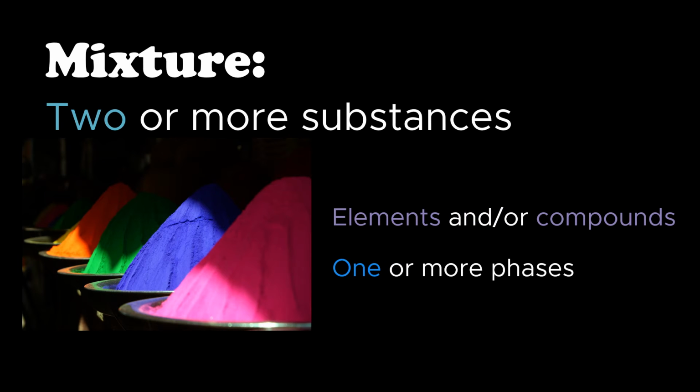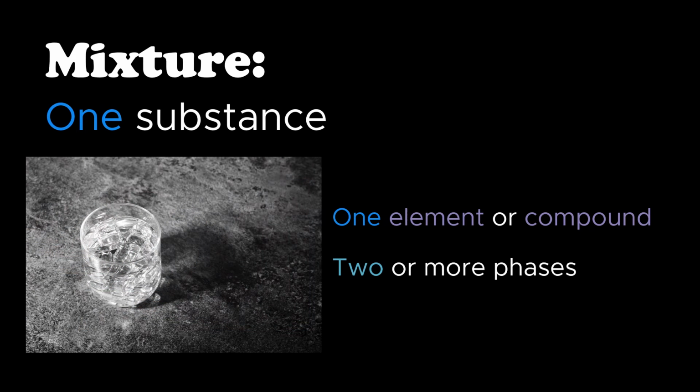A mixture can consist of two or more substances in one or more phases. In these color powders, each one is a mixture. Color powders generally contain cornstarch, dye compounds, and sometimes ionic compounds or metals. A mixture can also be a single substance that exists in two or more phases. The example here shows ice, which is solid water, in a glass of liquid water. There is a single compound, H2O, but some of that water is a liquid and some of it is a solid.